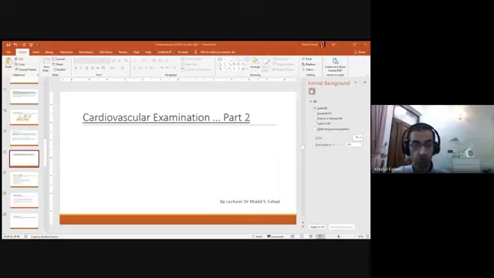So it is not always in the fifth intercostal space, sometimes in the sixth or sometimes in the fourth. It depends on the volume, it depends on the size of the heart. So it is changeable, not always in the fifth, maybe in the sixth, maybe in the fourth, or lateral to the midclavicular line. It depends on the heart size.